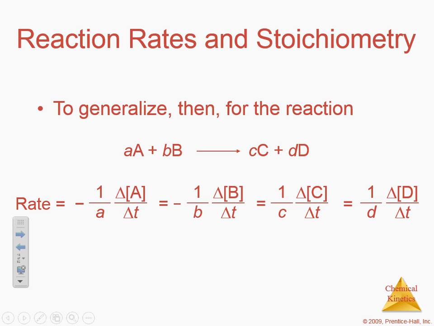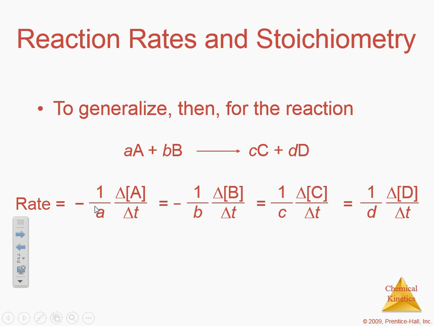So little letters are our coefficients, our big letters are our compounds that are reacting. So our rate is always equal to negative 1 over little a, remember that's the coefficient, times the change in concentration of A divided by time, which is equal to negative 1 over b times the change in concentration of B over time. Now our reactants are going to be negative, our products are going to be positive.